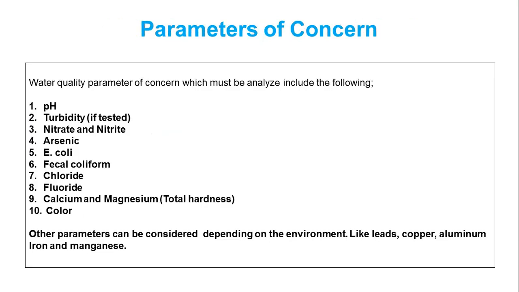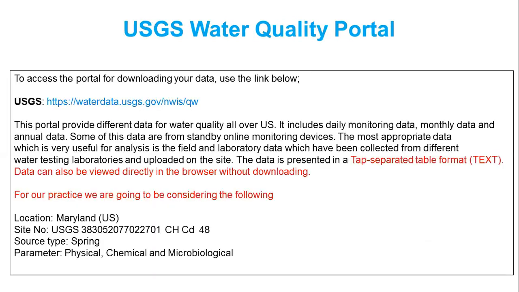And then we have here the parameters of concern. The water quality parameters of concern which may be analyzed include the following: pH, turbidity, nitrate, arsenic, E. coli, fecal coliform, chloride, fluoride, calcium, and magnesium, that is total hardness, and color. As well, you can have conductivity and oxidation reduction potential. It just depends on what you want. But as we go through this course, we will analyze just these, and you will see how to do the other types of parameters later. It's just the same procedure, no difference.